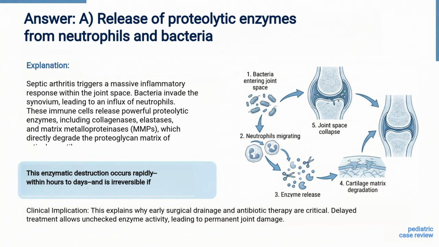These immune cells release powerful proteolytic enzymes, including collagenases, elastases, and matrix metalloproteinases, which directly degrade the proteoglycan matrix of articular cartilage. This enzymatic destruction occurs rapidly, within hours to days, and is irreversible if not promptly treated. This is the fundamental reason why early surgical drainage and antibiotic therapy are so critical. Delayed treatment allows unchecked enzyme activity, leading to permanent joint damage that cannot be reversed.